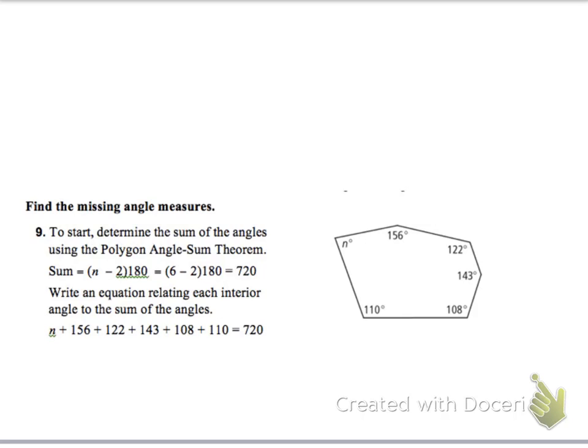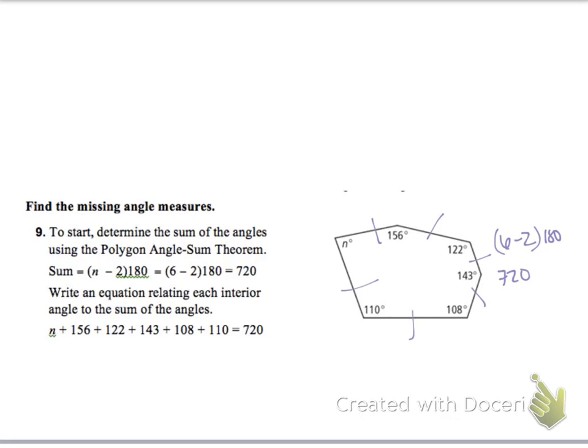Okay, my next one, we need to find n. So first we need to find the total number of degrees to share, and then we can take off all of these known ones to find what I want left. So first off, I've got 1, 2, 3, 4, 5, 6 sides. So I'm going to do my 6 minus 2 times 180. The reason I can't divvy it up by dividing by 6 is because not all those angles are the same. So my 6 minus 2 times 180, I have 720 degrees to share, and then I need to subtract all these other ones out.